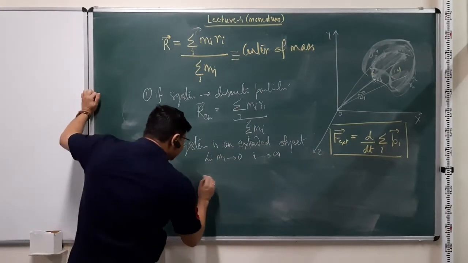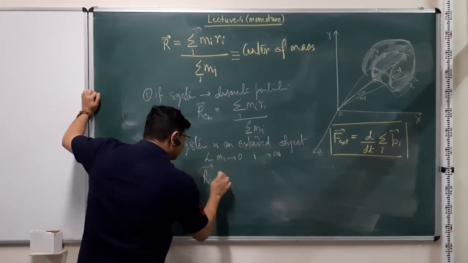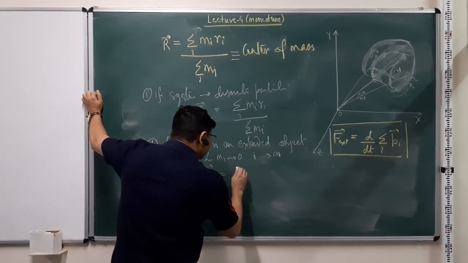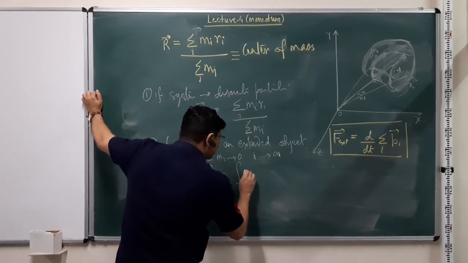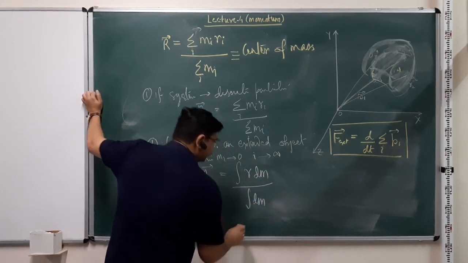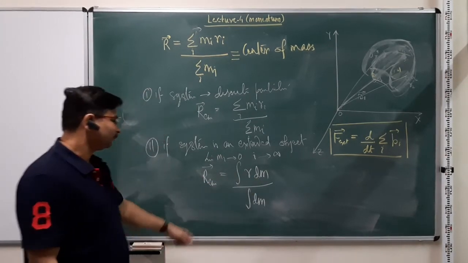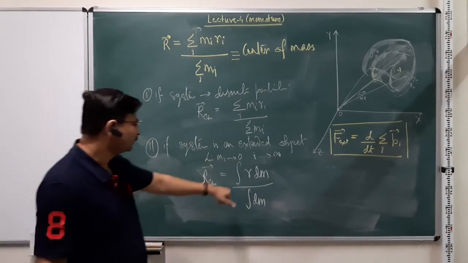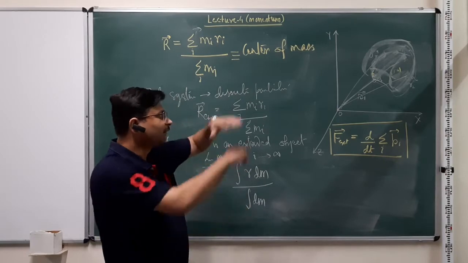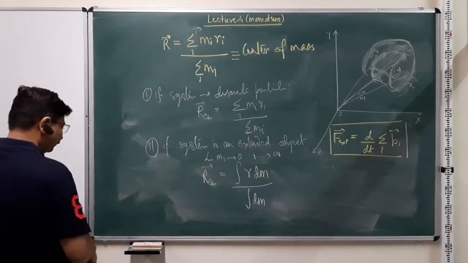In that case, and under that approximation, we can write down RCM as, so basically we are going to replace summation with a continuous integration. It is integral r dm over integral of dm. Integral of dm will give us total mass, and r points to the position vector of that infinitesimal element, and the integral will be extended over the entire object, and this will give us the center of mass of the system.